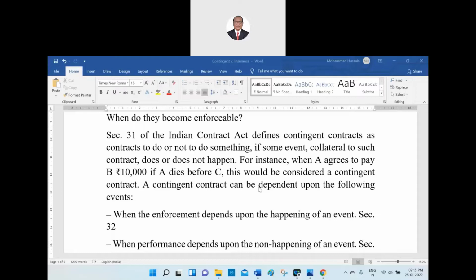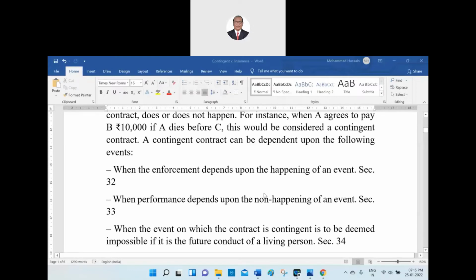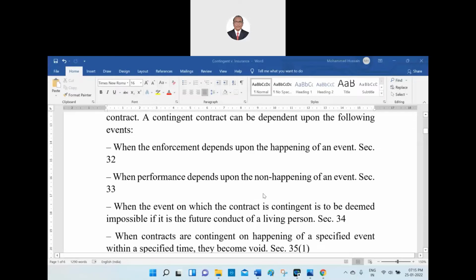A contingent contract can be dependent upon the following events. There are events where we can say the contingent contract is a valid contract, and in certain events we can say that contingent contracts are not feasible and are void. When the enforcement depends upon the happening of an event, which may or may not happen, Section 32 of the Indian Contract Act applies. Under Section 33, when performance depends upon the non-happening of an event, then the performance of the contract is dependent on that. Those contracts are also said to be contingent contracts, and they are valid contracts.